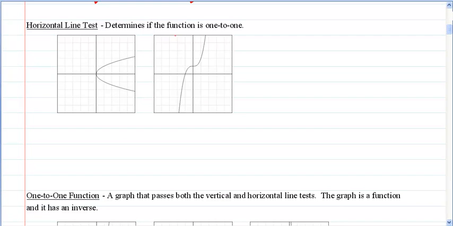The horizontal line test is used to determine if a function is one-to-one. So it must be a function first. And this first graph, if I draw a vertical line, it fails the vertical line test. So if it's not a function, then it can't be one-to-one. Whereas the second graph passes both the vertical and the horizontal line test. So it is a function and it is one-to-one.